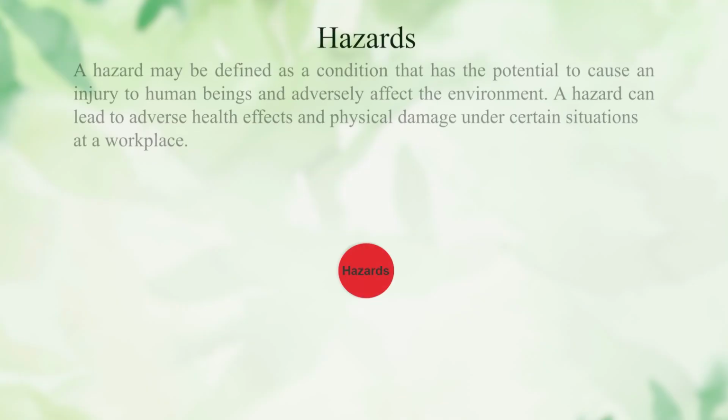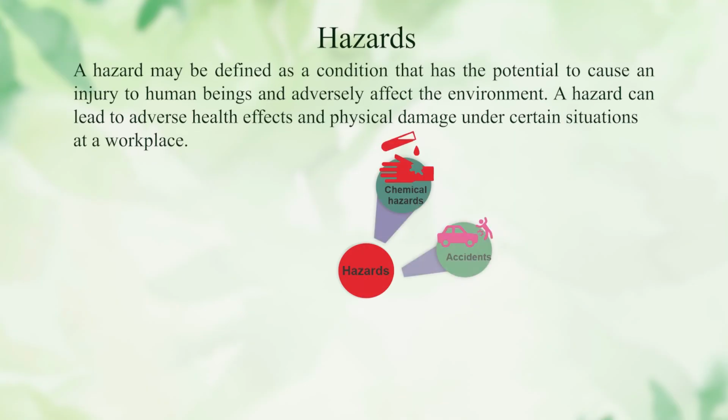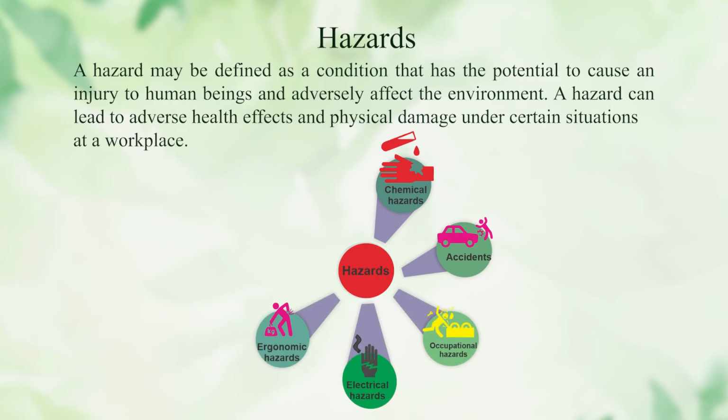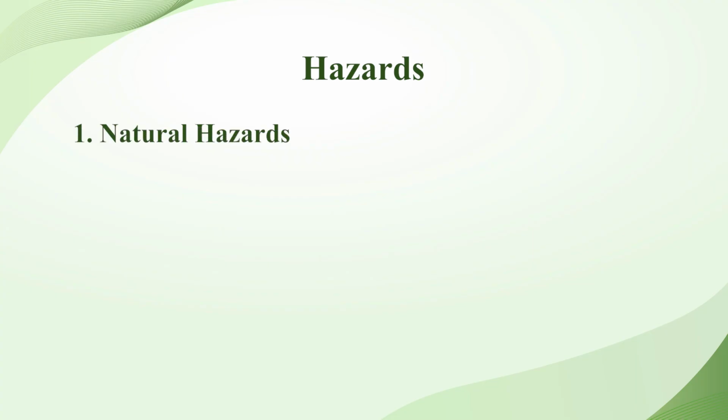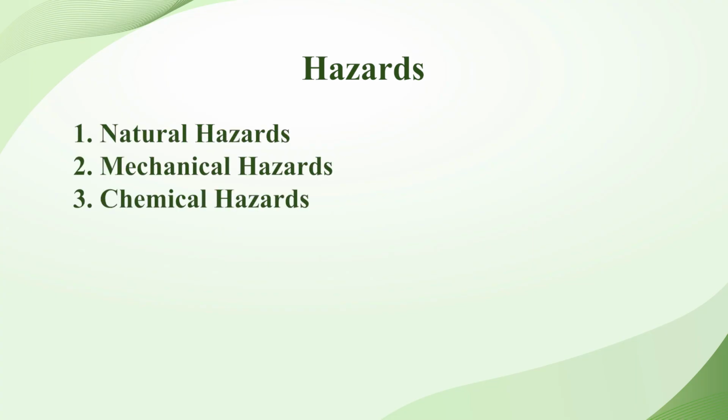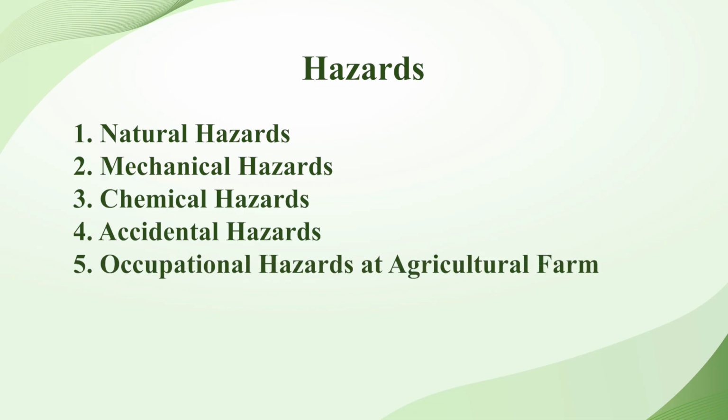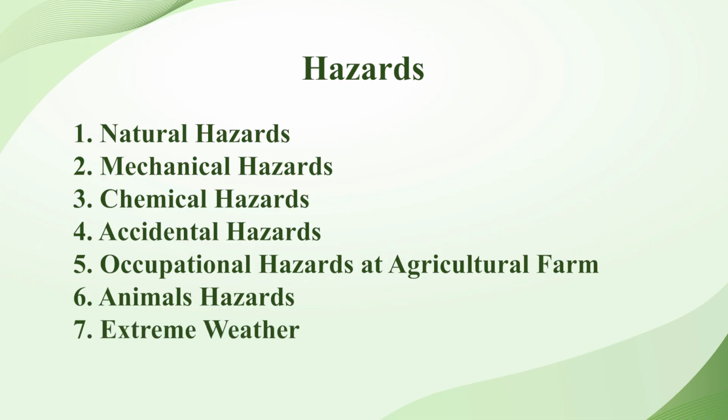Now, let's understand what is a hazard. A hazard may be defined as a condition that has the potential to cause an injury to a human being and adversely affect the environment. A hazard can lead to adverse health effects and physical damage under certain situations at a workplace. Students, hazard can be of different types like natural hazards, mechanical hazards, chemical hazards, accidental hazards, occupational hazards at agricultural farm, animal hazards and extreme weather. Let us understand them one by one.